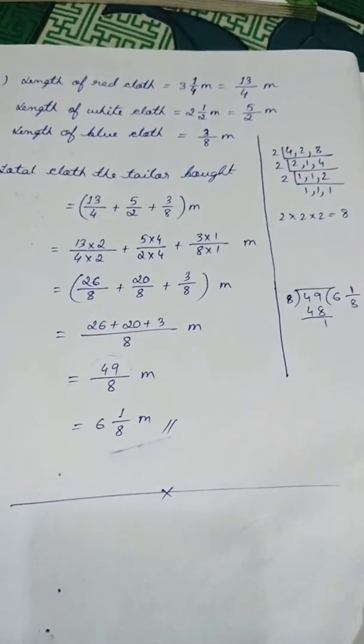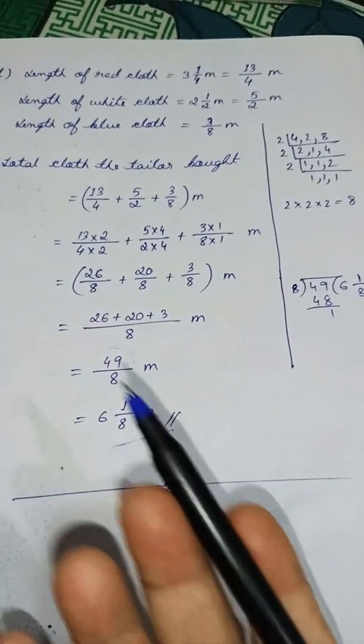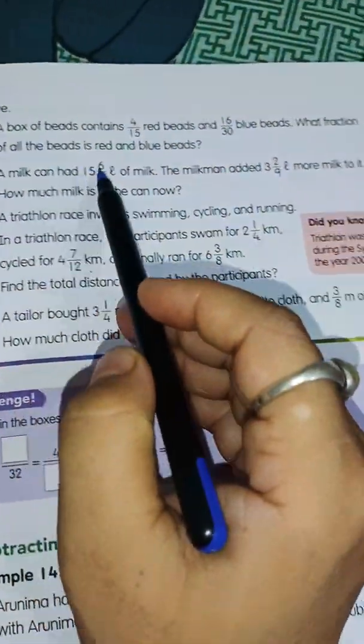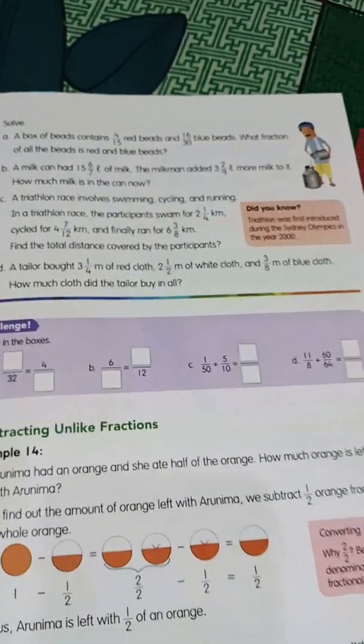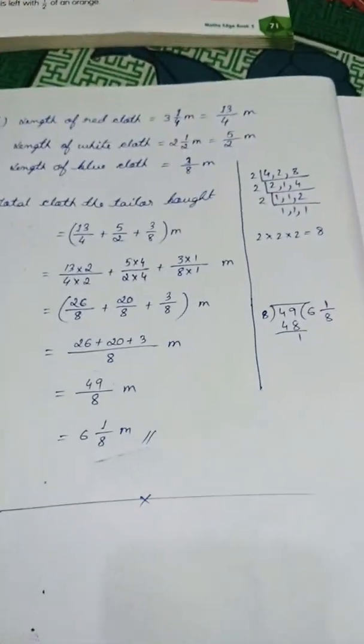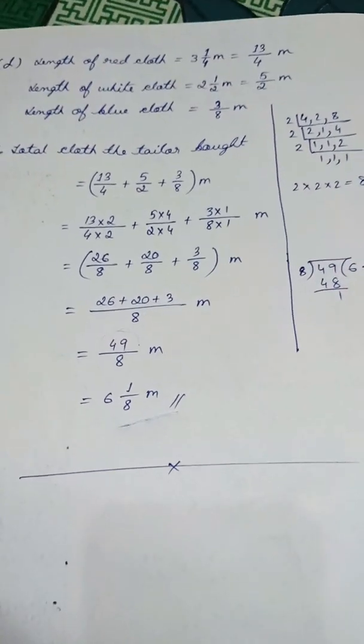So this is how you do it. This is all the same as the addition that you have done in questions number 1 and 2. I have done 3 of them, 1 is left, so you can do it yourself. So this is the end of this exercise. In the next class we will move to subtraction of unlike fractions. Thank you.